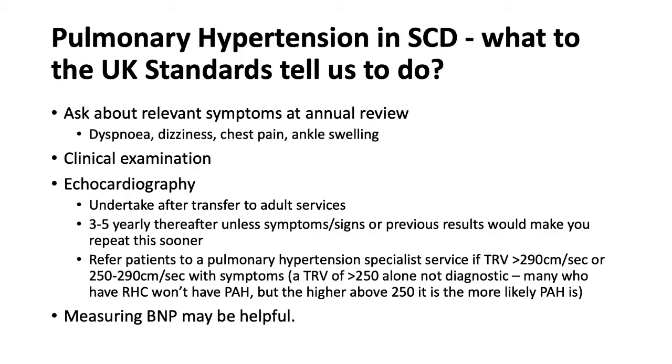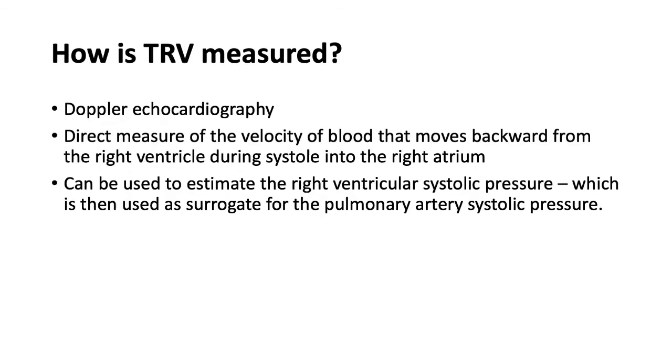And the advice to refer to a pulmonary hypertension service, at least in the UK standards, will be if the tricuspid regurgitant jet velocity is over 290 centimeters a second, or 2.9 meters a second, or if it is between 250 and 290 with symptoms. And the tricuspid regurgitant jet is actually measured from the echocardiogram itself, so from Doppler echocardiography.